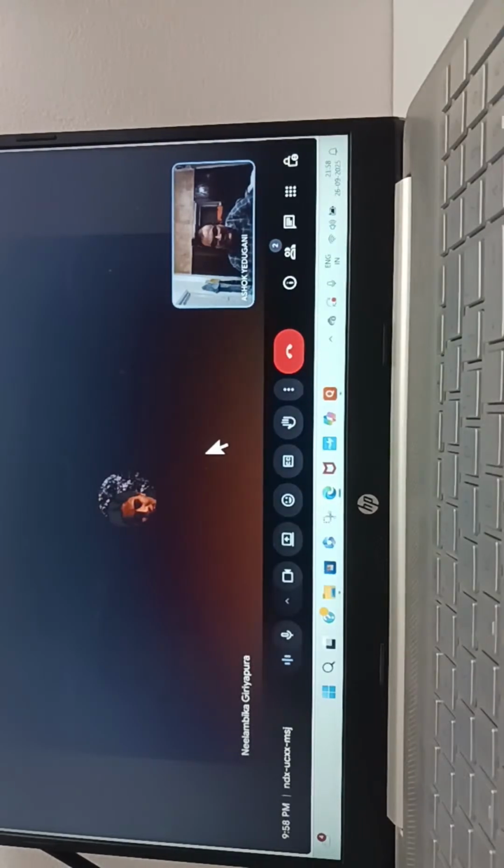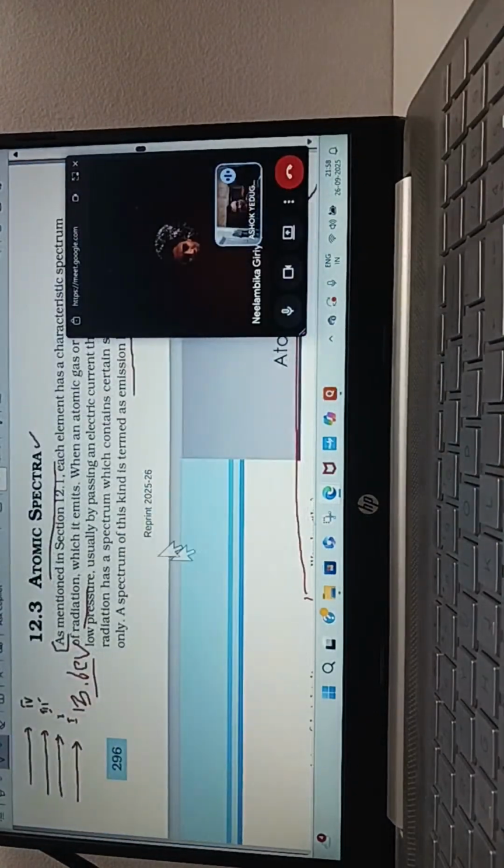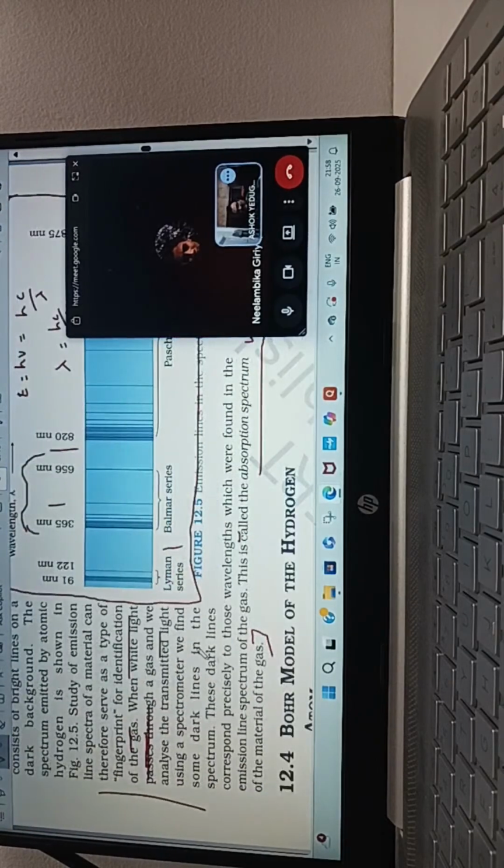It is written in just 10 lines. You can see here only 10 lines at the most from year to year. It is very clearly written: fingerprints for identification of gas. This is the first use. The second use is the solar spectrum, to identify elements. Okay, tell me.